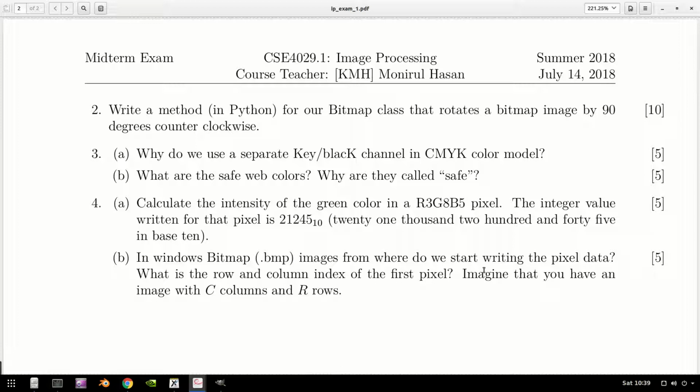Question 3, this is right from your textbook. What's the answer? The reason why if we add C, M and Y, then it turns out to be something near about gray or black. But we need a different key. And another thing is we need to minimize the cost. I'll take that as an answer.